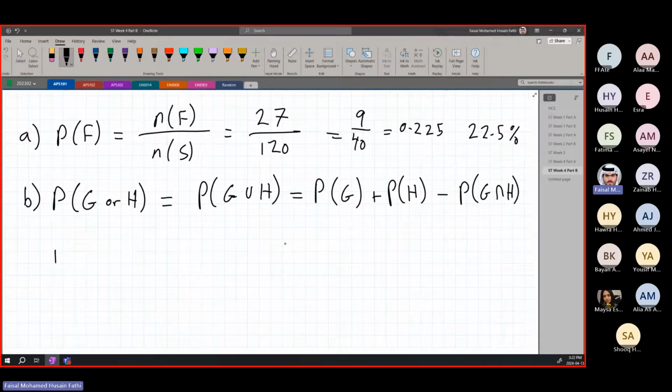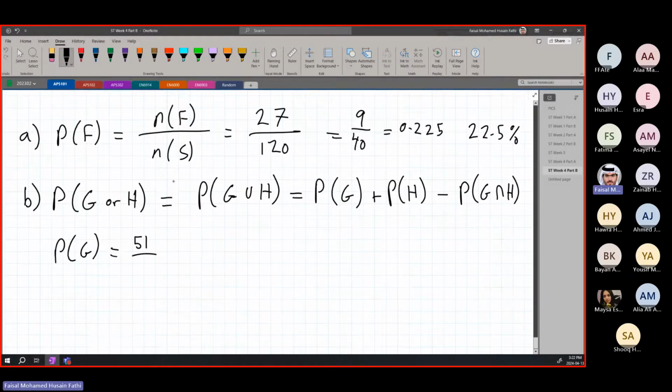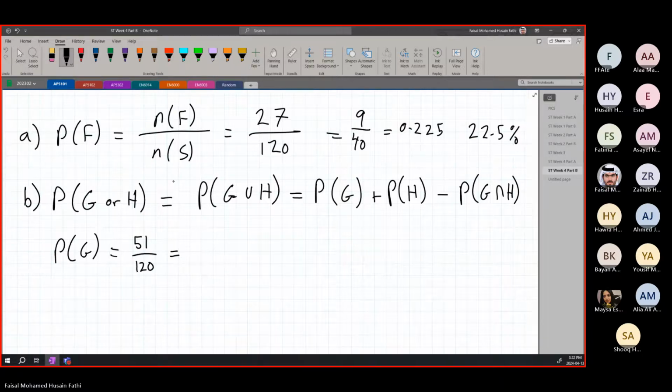So we need to find P of G. P of G is going to be equal to 51 over the total sample space of 120. So it's equal to 51 over 120, which is 17 over 40, which is also equal to 0.425 or 42.5%.